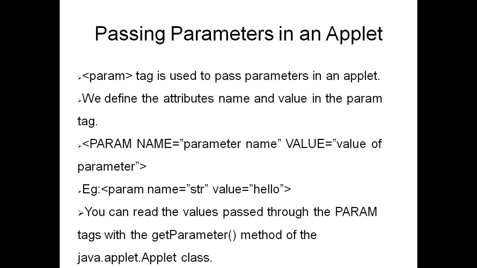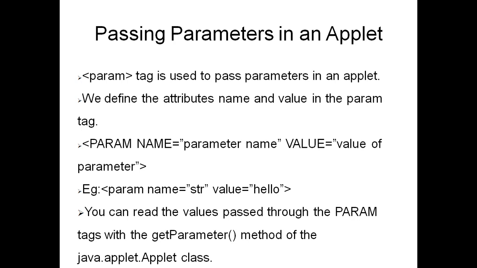The syntax for the param tag is: open the angular brackets, param, define the name attribute, name is equal to, you have to give a name for the parameter, space, value is equal to, give some value in double quotes to the particular parameter, close the param tag. Example: param name is equal to "str" value is equal to "hello". This means that you're passing a parameter str whose value is hello. So whenever you try to access the parameter str, its value will be hello.